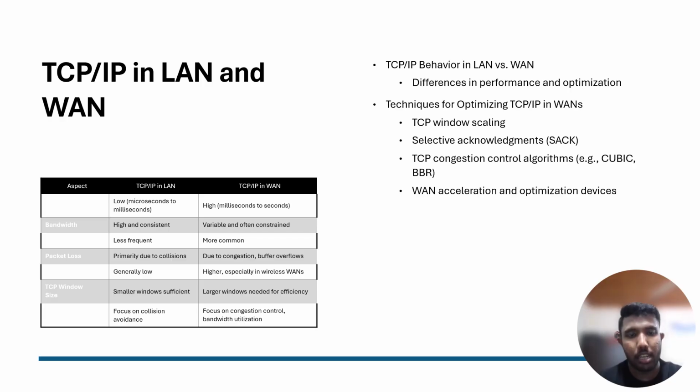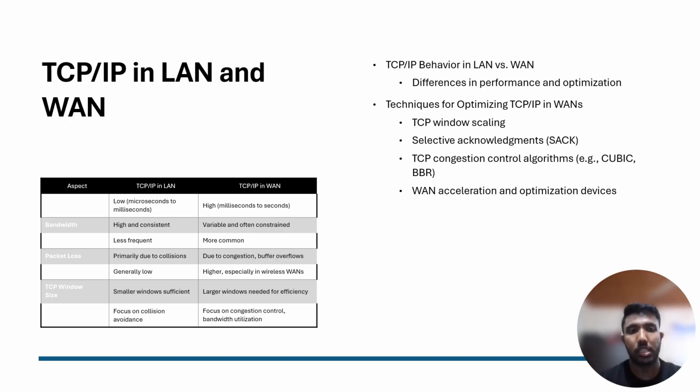TCP/IP in LAN and WAN. TCP/IP differs significantly between local area network and wide area network environments. In local area network, latency is typically low. It can be microseconds to milliseconds. Bandwidth is high and consistent. Congestion is less frequent, and packet loss primarily occurs due to collisions. TCP optimization focuses on collision avoidance and efficient local delivery.